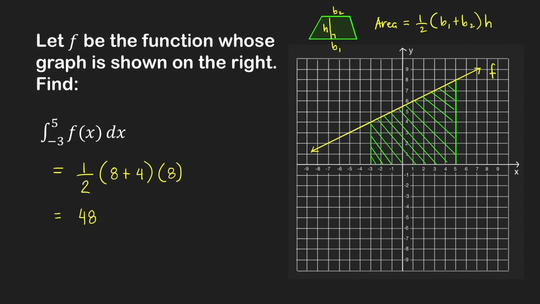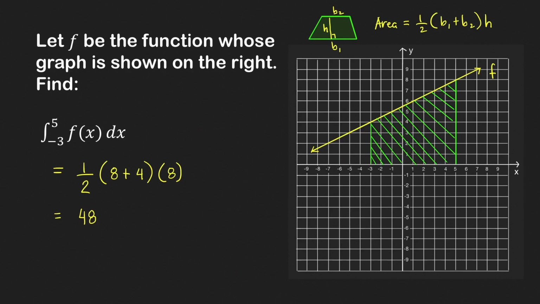So using this formula here, we'll get the value of this definite integral, which is equal to 1/2. These are the parallel sides, so these are the bases. So the length of this base is 8, and then the length of this base is 4. So we have here 8 plus 4, and then times the altitude or the height, which is just equal to 5 minus -3, which is equal to 8. So therefore, the value of the definite integral is just 1/2 times 8 is 4 times 12, which is equal to 48.